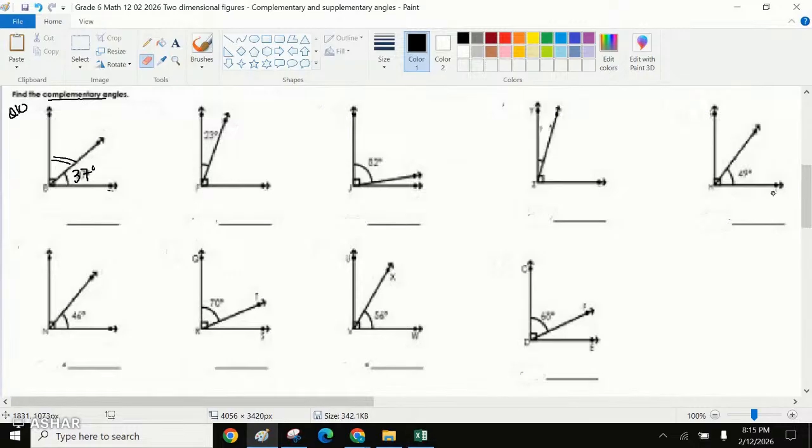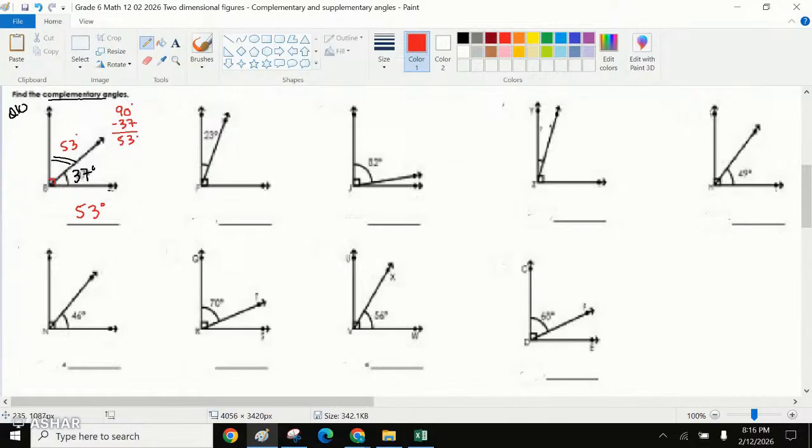Because in complementary, we know that the sum of the angles is always 90, right? It has to be 90, and 90 is a right angle. That means 90 minus 37. 90 minus 30 is 60. 60 minus 7 is 53. So this angle comes out to be 53.